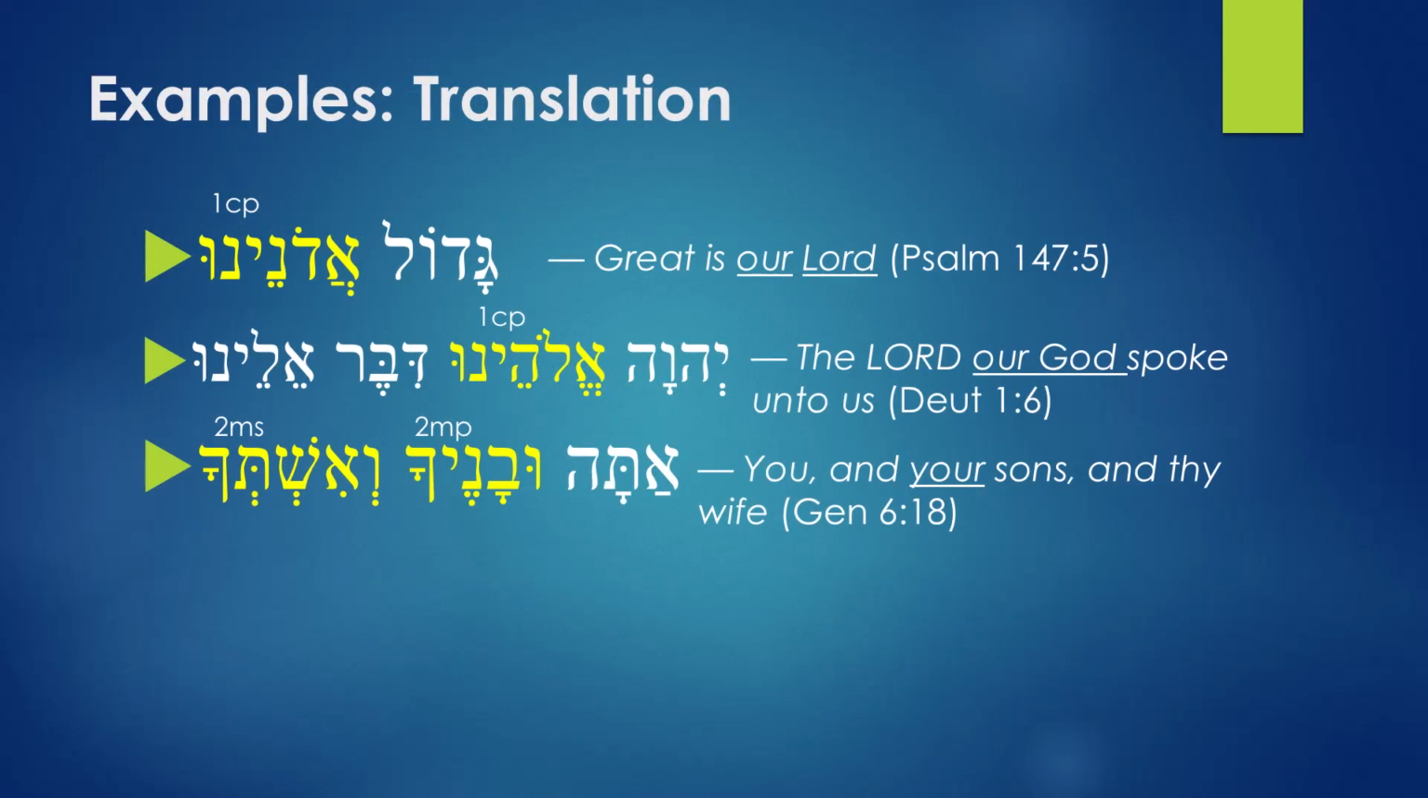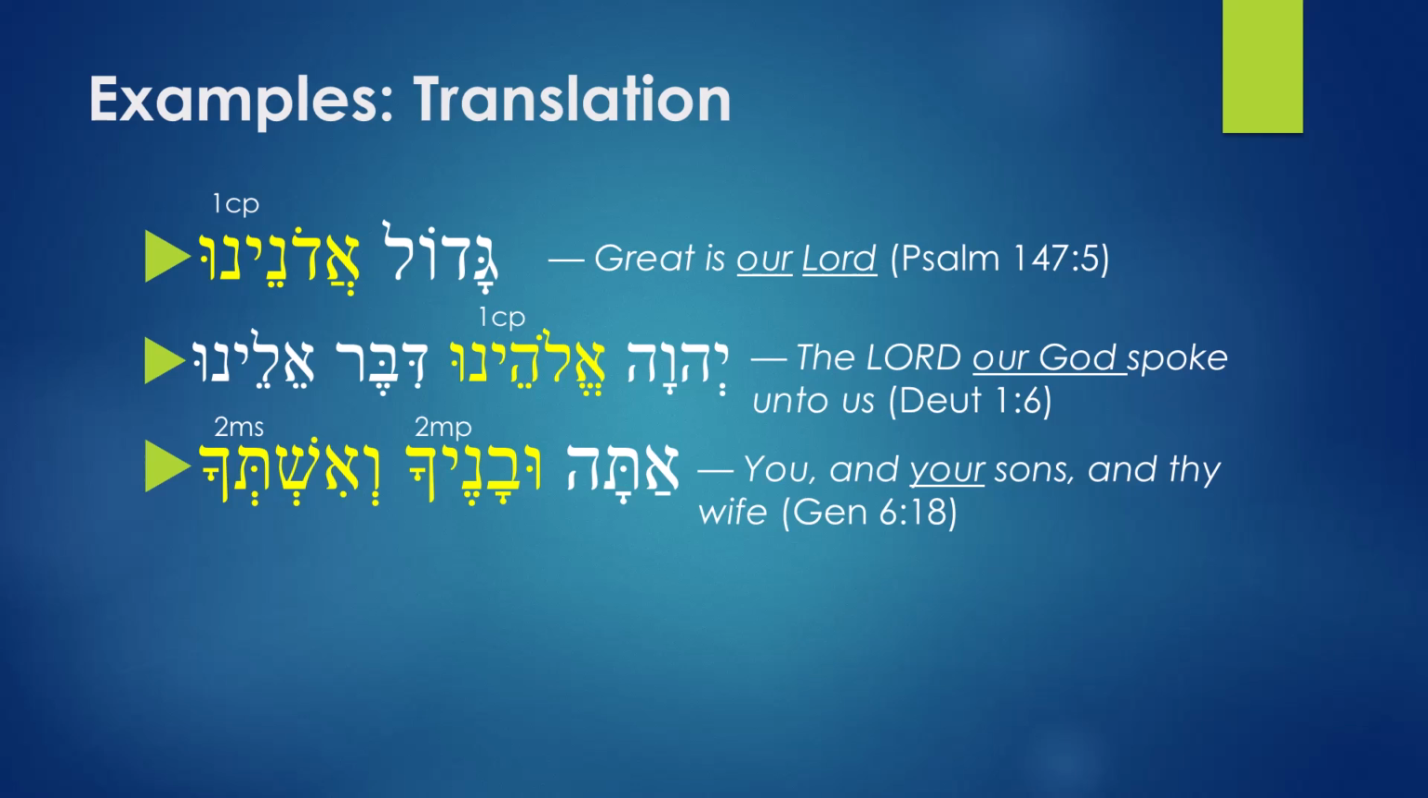Alright, that's on parsing. Let's look at translations. Examples on translation: how to translate phrases that have pronominal suffixes. First example, we have the phrase Gadol Adonenu. Gadol means great. You know that adjective. Adonenu is coming from the word Adonai. Adonai means Lord. Adonenu means our Lord.